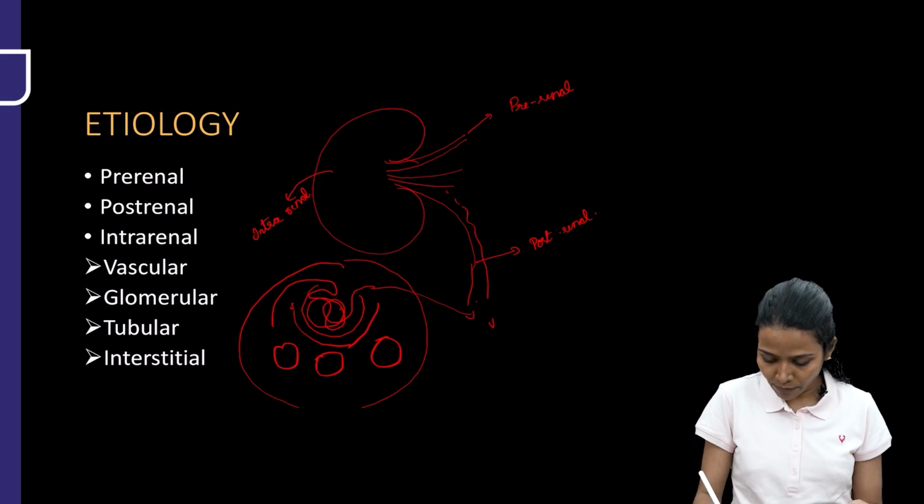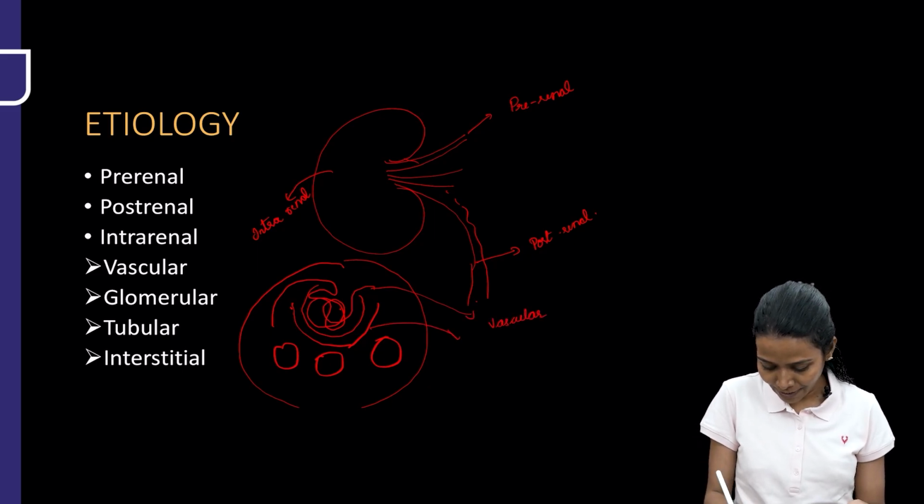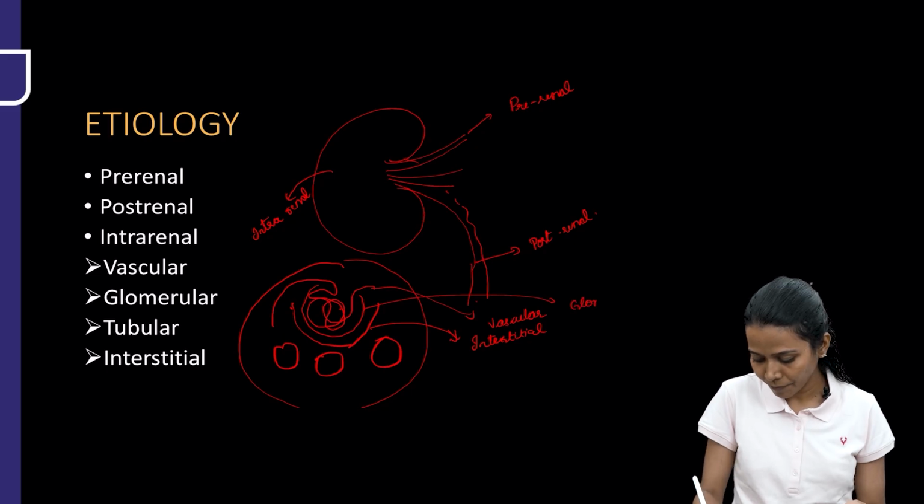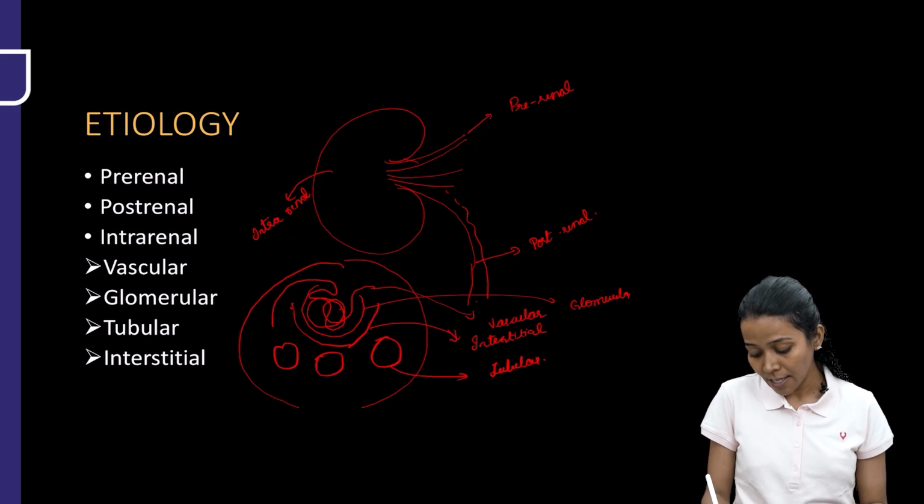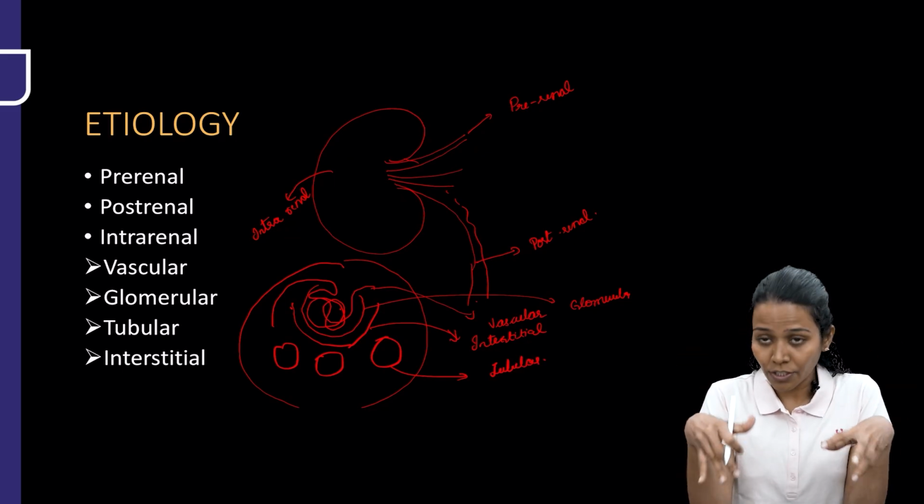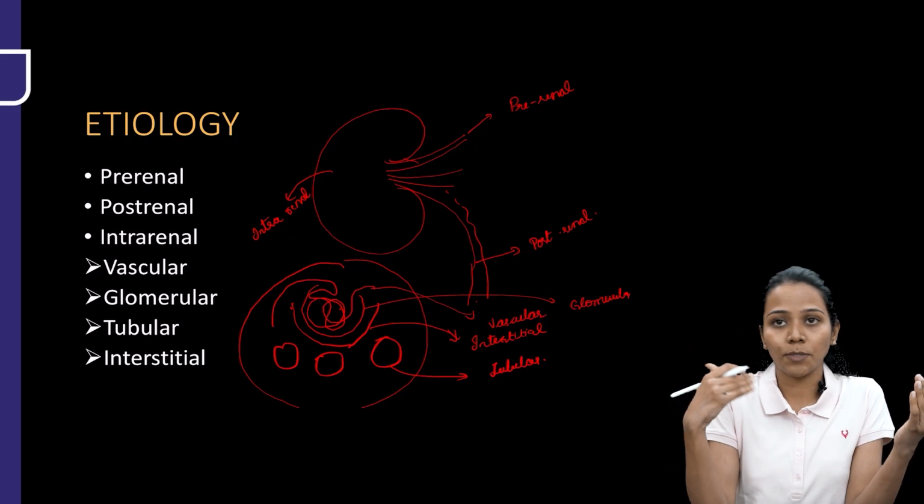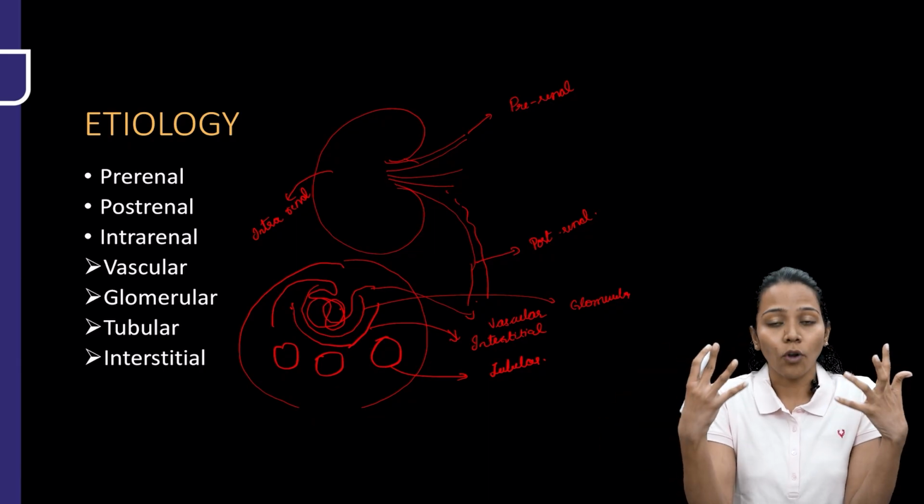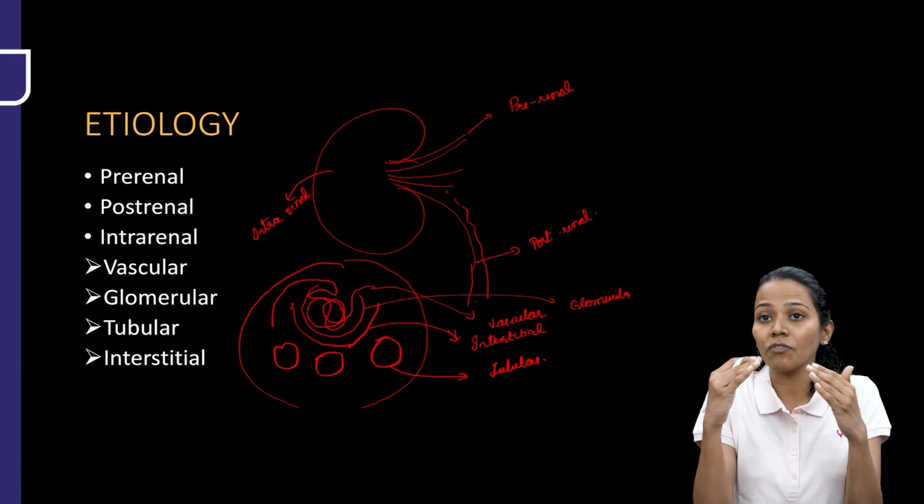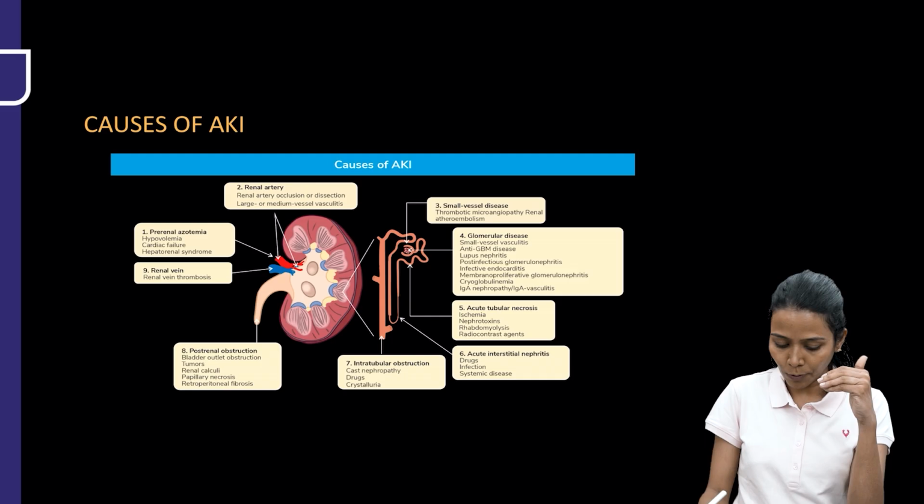So, one you see is vascular. The second you see is interstitial. Next you see is glomerular. After that, what you see is tubular, right? So, these four components, once AKI comes, you have to distribute them into these. You can see whether it's pre-renal or post-renal. If not, if it is intrarenal, you should see which compartment of this it fits into.